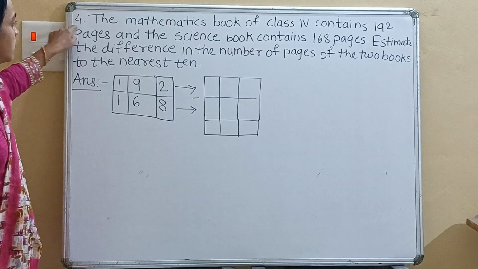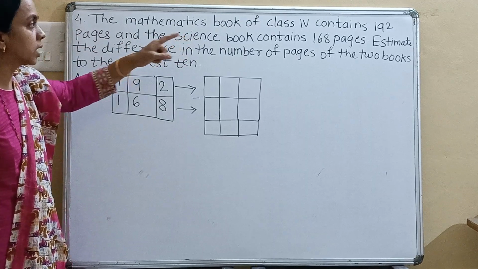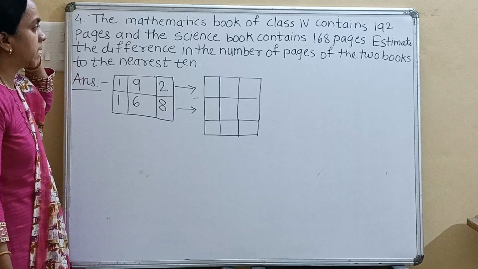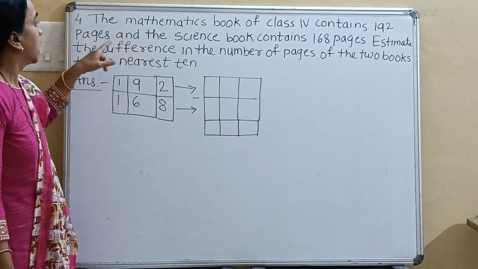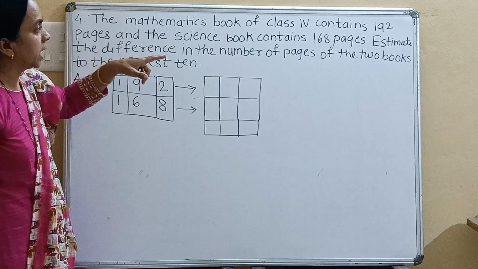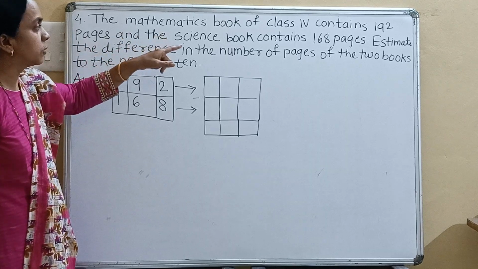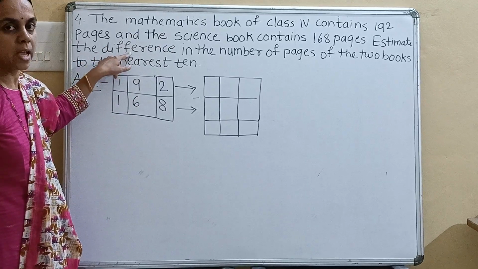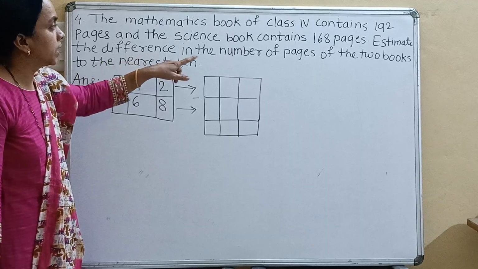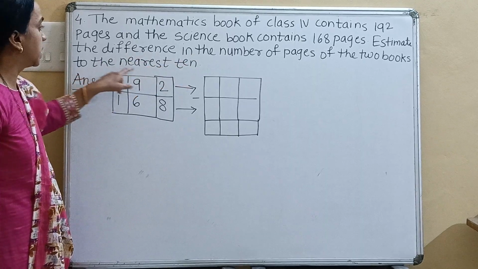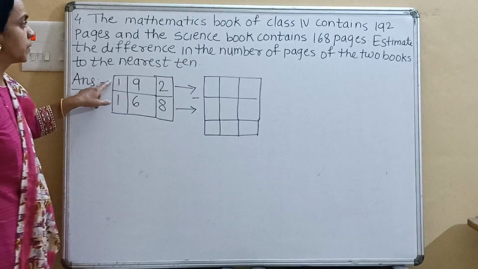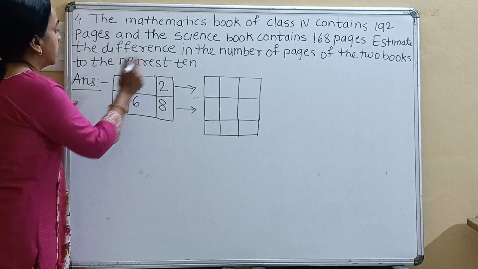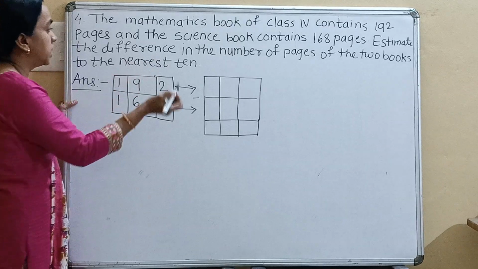Now see fourth question. The mathematics book of class 4 contains 192 pages and the science book contains 168 pages. Estimate the difference. Difference means subtraction in the number of pages of the two books to the nearest 10. So 192 and 168, we have to find out the difference. So we have to estimate to the nearest 10.